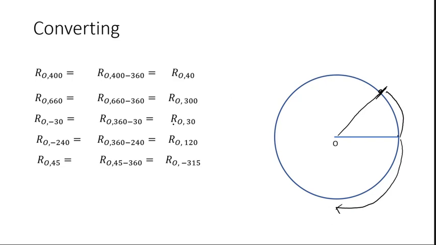And that would take you to the same final location. So make sure you can go back and forth between any of these. If it's larger than 360, or if it's negative, make sure you can go to positive. And if it's positive, make sure you know how to get into a negative number.